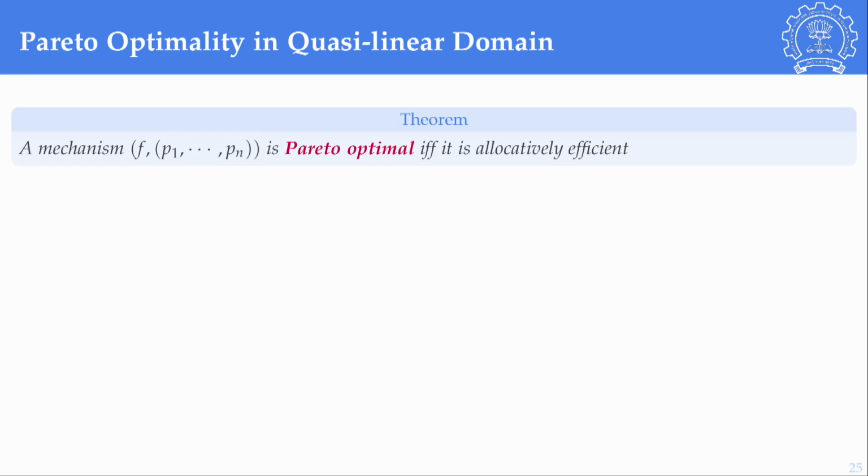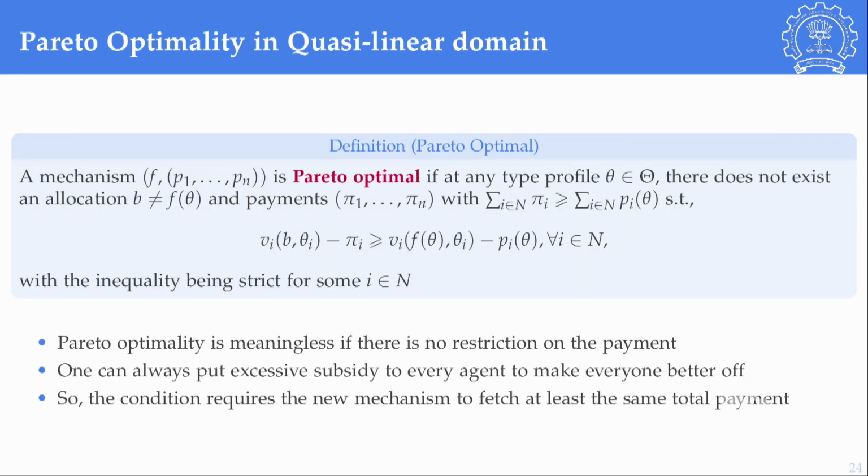So, Pareto optimality, remember that Pareto optimality has two components, both this allocation and the payment. So, I am saying that this mechanism is completely given by the allocation as well as the payment, and it is putting constraints on both of them. So, it is also saying that you cannot do better by at least recovering that much amount of money, and this inequality should get satisfied.